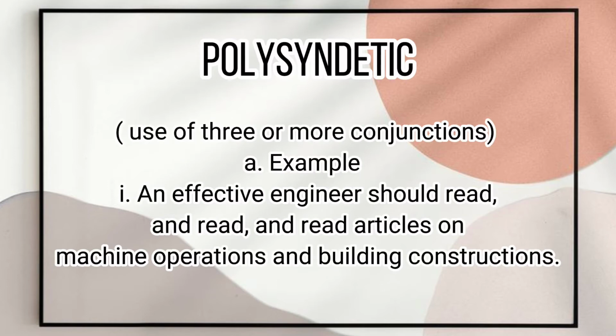Example: an effective engineer should read articles on machine operations and building constructions. In this sentence, the conjunction and has been used 3 times in a row.